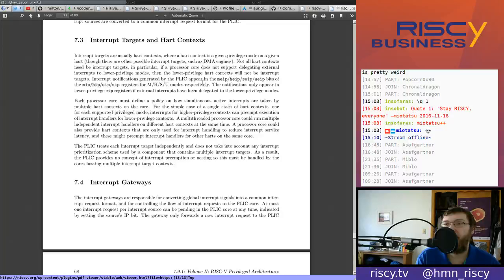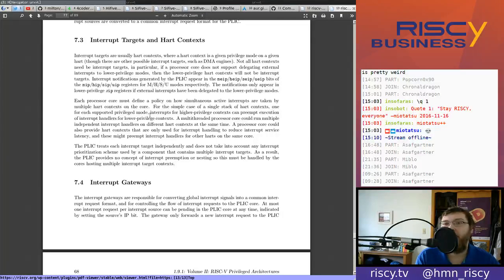Interrupt notifications generated by the PLIC appear in the MEIP, HEIP, SEIP, UEIP. Okay, so I see the convention here. M is machine, H is hypervisor, S is supervisor, U is user. That's the naming convention. So MEIP, HEIP, SEIP, UEIP bits of the MIP, HIP, SIP, UIP registers for M, H, S, U modes respectively.